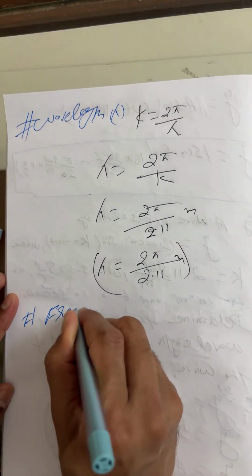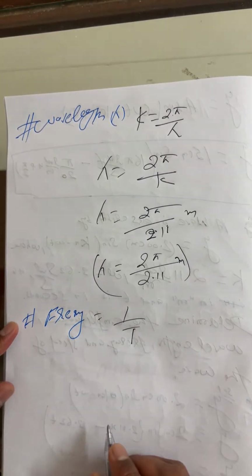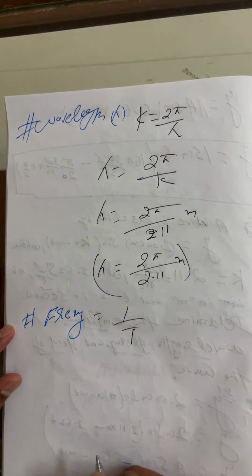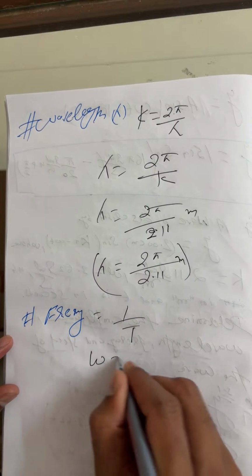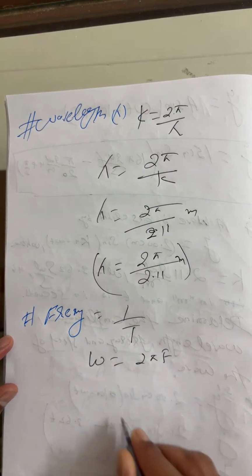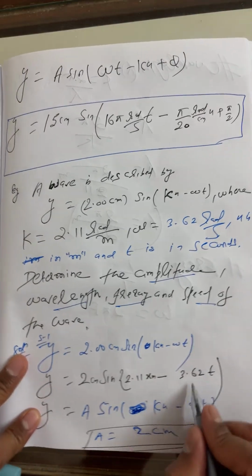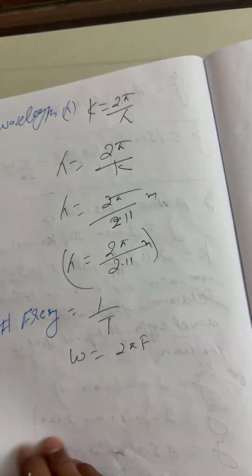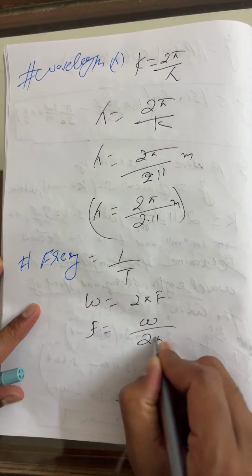Now we have to find the frequency. What's frequency, my dear? One by time period. Or you can also write omega is equal to 2 pi f. Omega is 3.62, so simply we can find frequency as omega upon 2 pi.